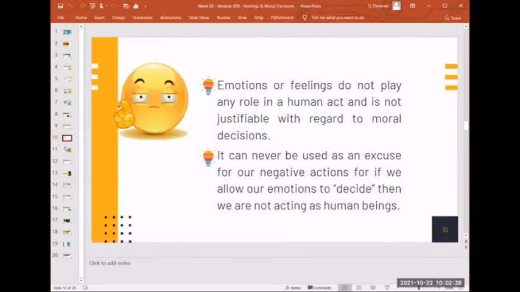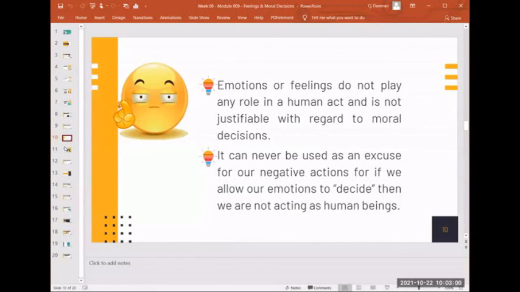So, emotions or feelings do not play any role in human acts and are not justifiable with regards to moral decisions. They can never be used as an excuse for our negative actions. For if we allow our emotions to decide, then we are not acting as human beings. In other words, we cannot make an emotional state an excuse for doing something.